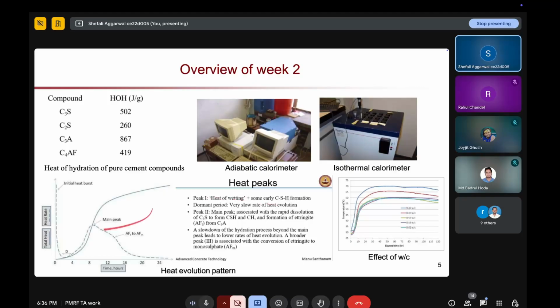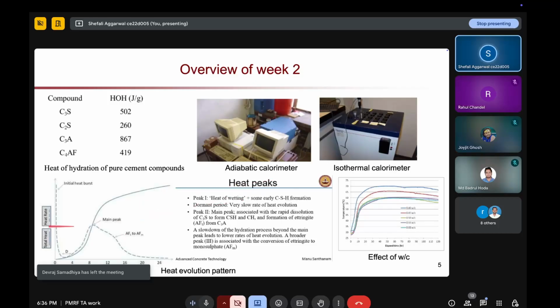Usually in our cement system, when we are making a new cement or any blended cement, we use isothermal calorimetry, as you have told, that for cements we mainly use isothermal, and for concrete we use adiabatic calorimetry.